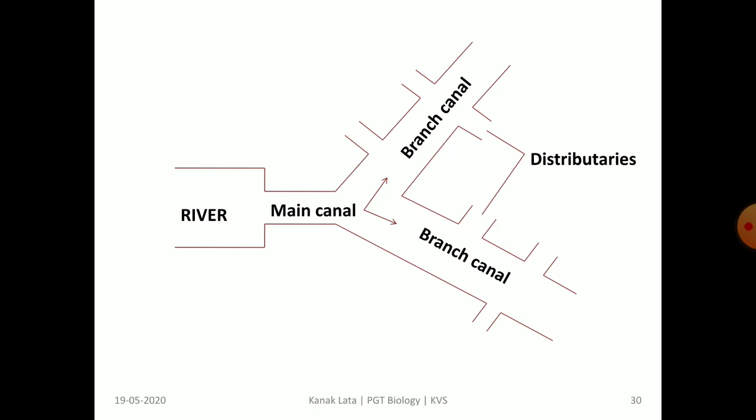The given figure shows about how from river the water is taken from main canal and from main canal to branch canal and further to distributaries. Finally, distributaries distributed water to crop field. So, how it is? River it goes to main canal to branch canal, and branch canal helps in distribution of water to different crop fields.